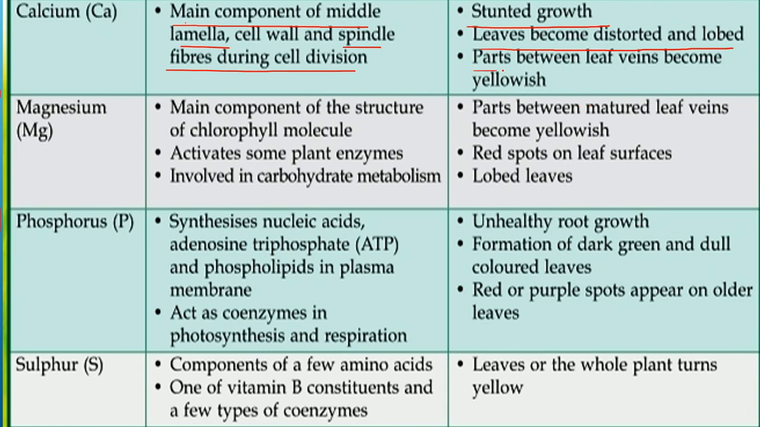Then parts between the leaf veins become yellowish. The areas between the leaf veins turn yellow.